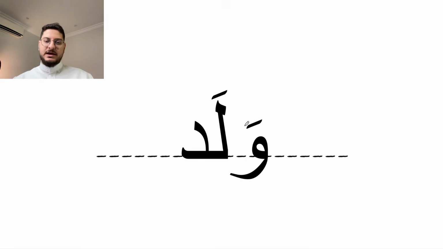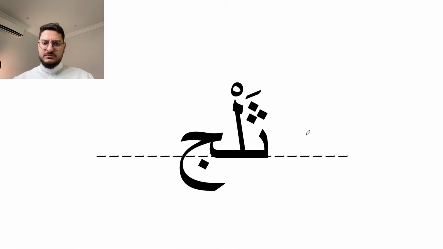The next one, I see a fatha in here, that's the beginning of a syllable. Another fatha in there, that's the beginning of another syllable. Let's read the first syllable on its own. It's just wa. And the second syllable is lad. So walad. And walad is a boy. Let's look at the next one.